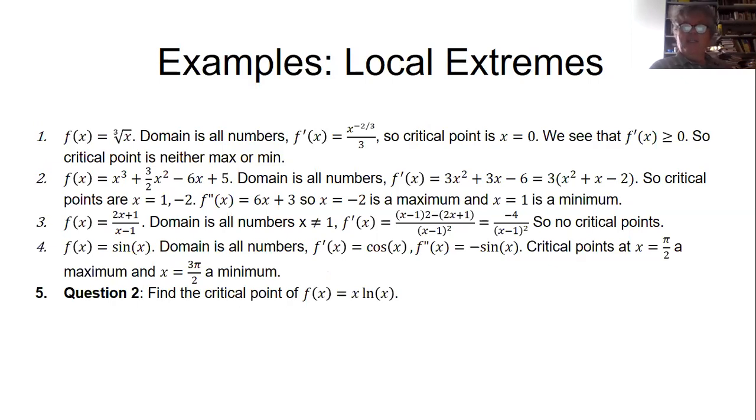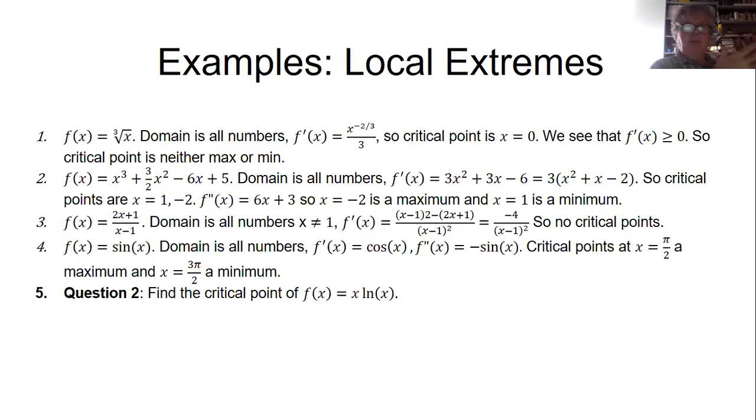So the critical point is x equals 0, right? Not because the derivative is 0, but because it does not exist there, because you can't put 0 into the negative 2/3. That first derivative is always going to be positive, right? Because you've got the 2/3. The 2 in the numerator means that it's the cube root of x squared. So it's always going to be positive. So the derivative is always going to be increasing, except at the point x equals 0. So that critical point is neither a max nor a min.